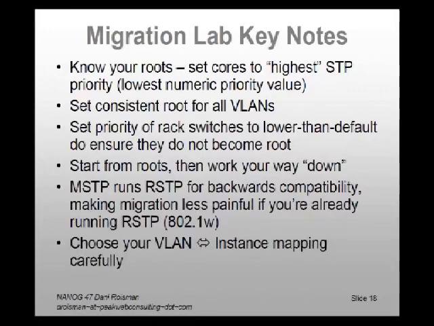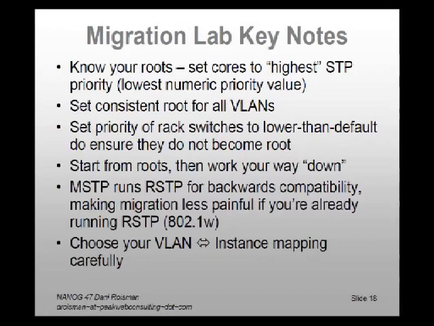Set the priority of your rack switches to actually be lower than default, so that if you do miss a VLAN or MST instance, you don't accidentally have a rack switch as your root. This can cause weird things and weird loops and unanticipated results. Start your work from your roots and work your way down towards the rack switches.